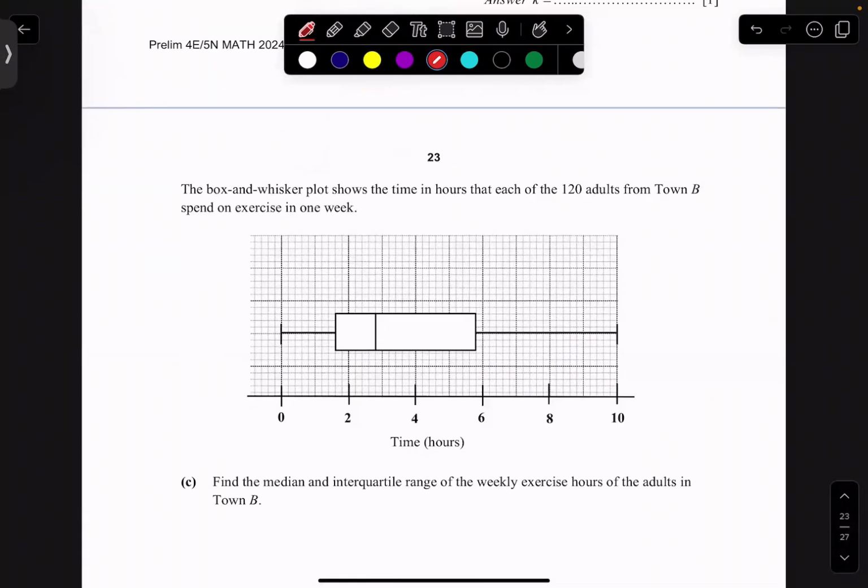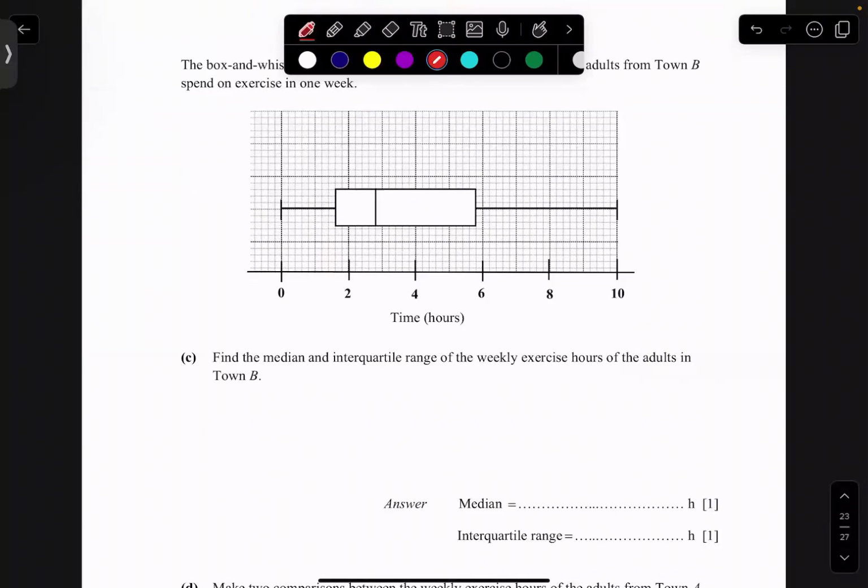Now, the box and whisker plot shows the time in hours that each of the 100 people of the counties spends on exercise. Find the median and interquartile range. The median is over here. This is 2.4. The interquartile range: 5.8 minus 1.6, which is 4.2. So the interquartile range is 2.